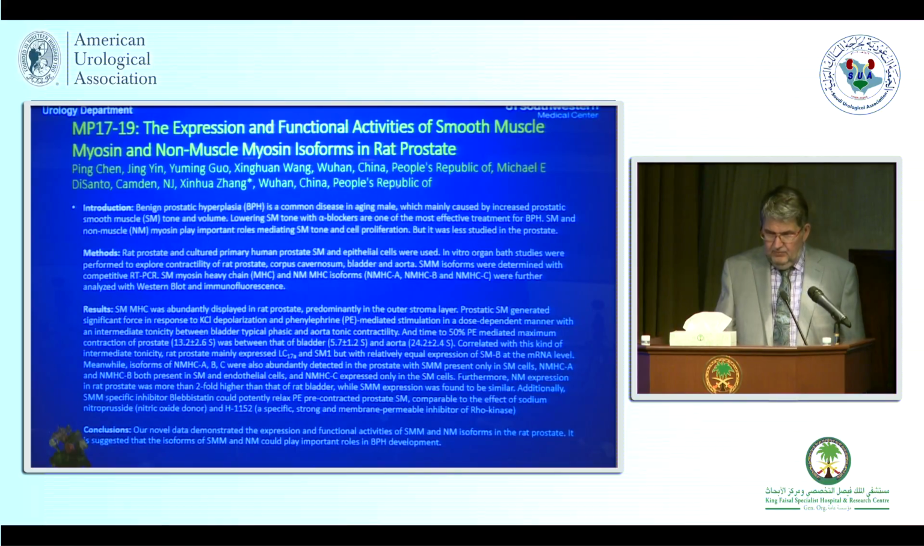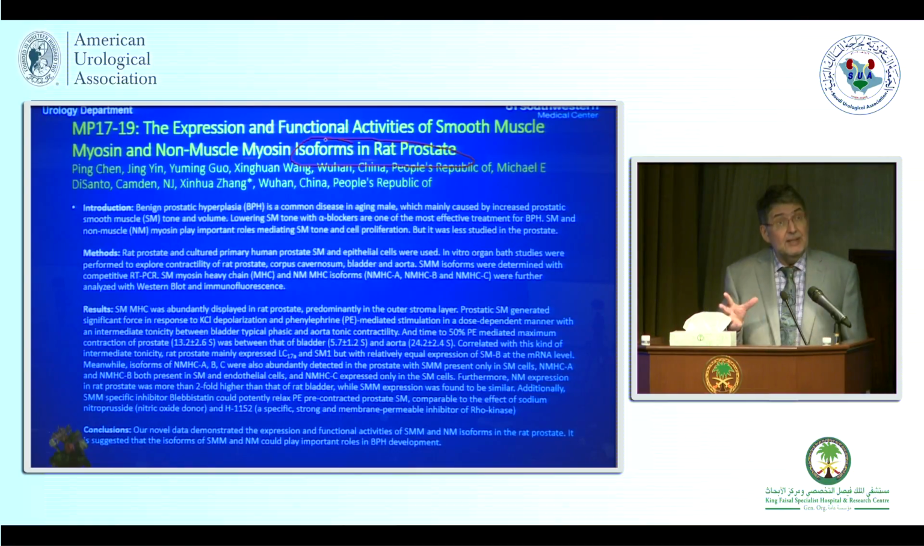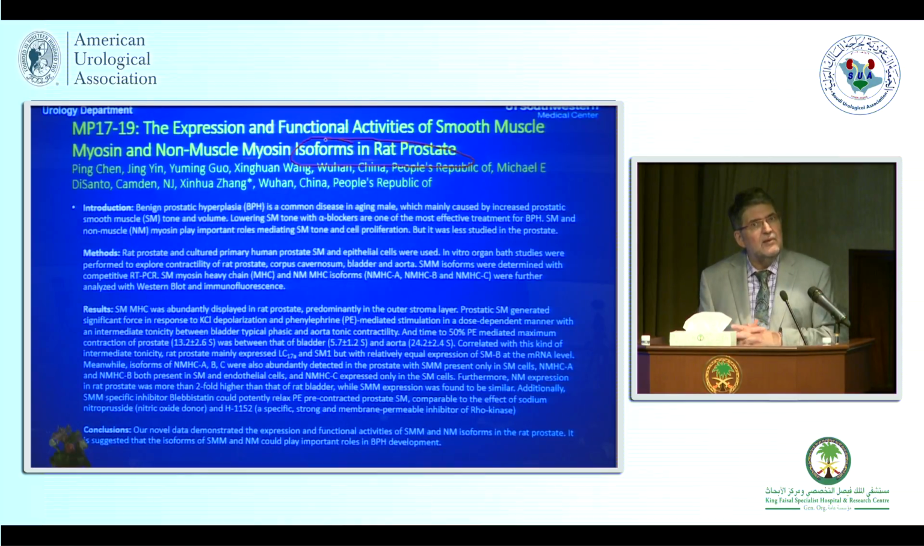This is a paper from China. They look at smooth muscle myosin and non-muscle myosin isoforms in the prostate, and I'm not going to go into the details, only to tell you that the idea here is that if you focus on the isoforms of the myosin, the smooth muscle myosin and the non-muscle myosin, you may identify different targets, not just alpha blocker or PDE5 inhibitors, different targets for treatment.